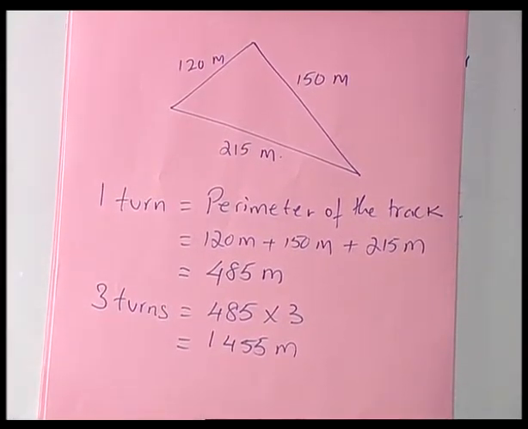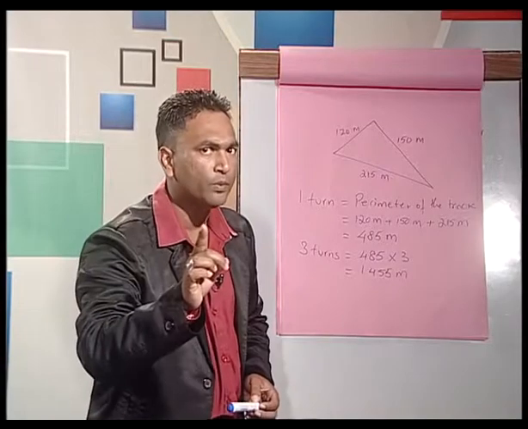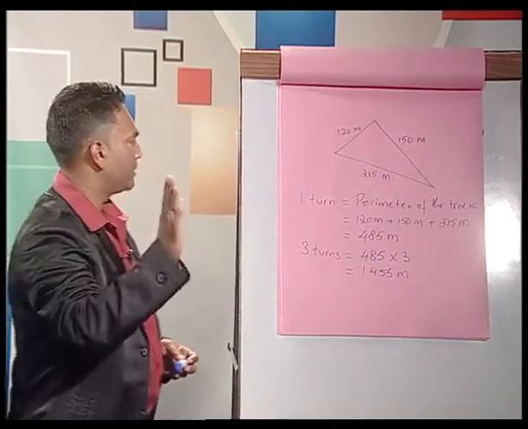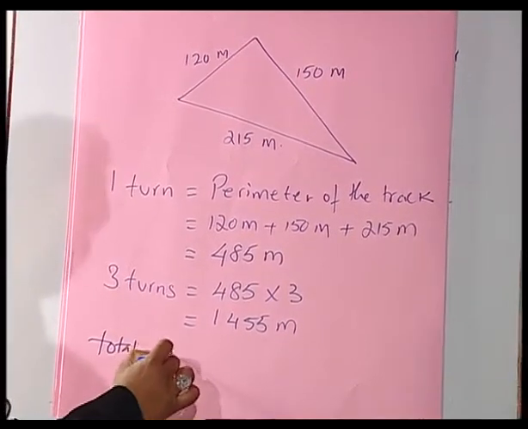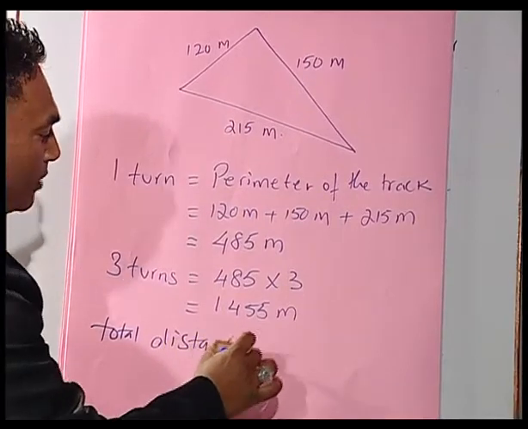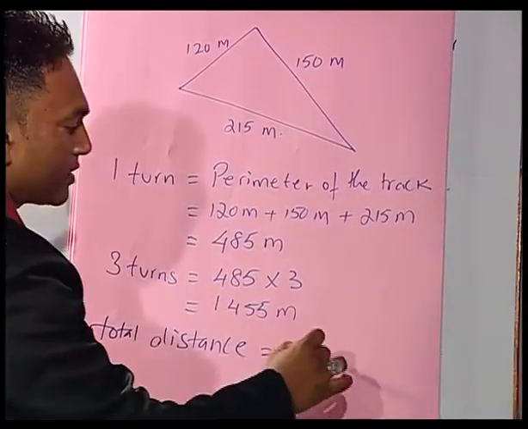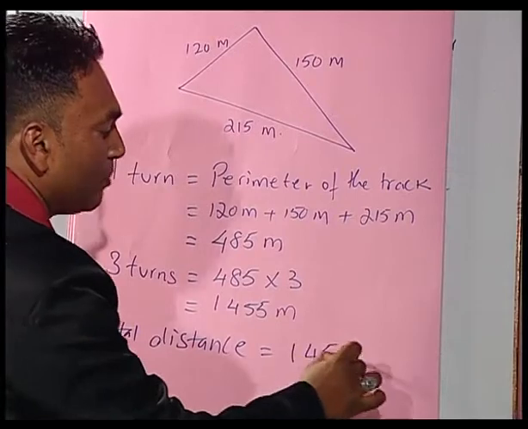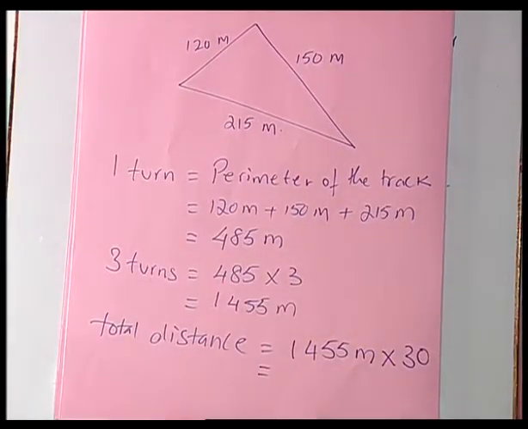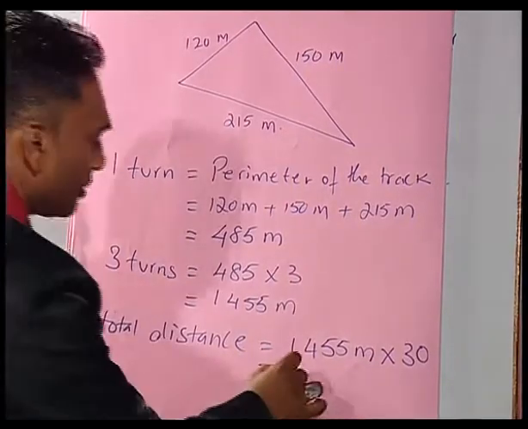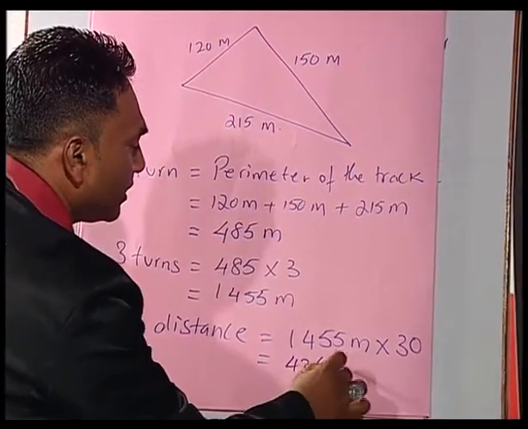But you're also told that the athlete runs every day in the month of November. So how many days are there in November? Yes, 30 days. So the total distance covered will be, for one day, 1,455 meters multiplied by 30, equal to 43,650 meters.